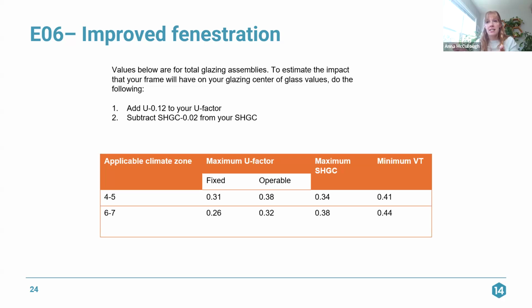But this is the table for climate zones 4 to 5 and 6 to 7. So you'll see that the maximum U factors are changed based on fixed or operable. And then we also have the maximum solar heat gain coefficient and minimum visible transmittance.